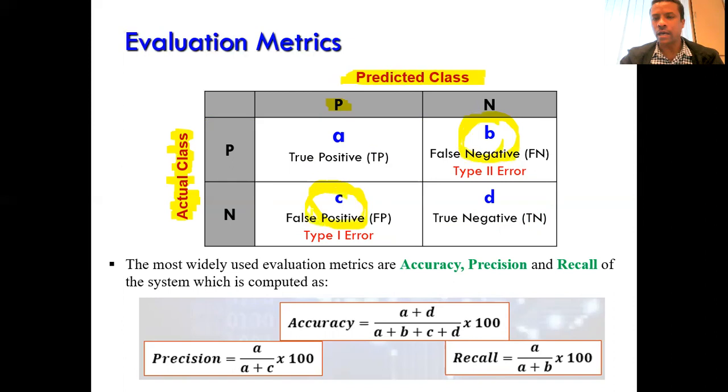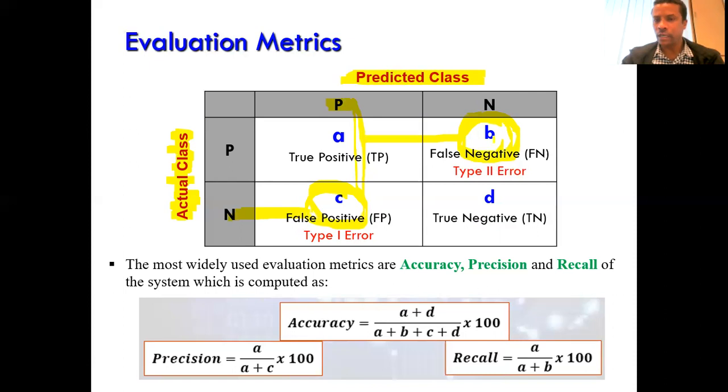Now, if you see the first one, in the real world, in the actual class, it is not a correct result. It is negative, but your program wrongly says that it is positive. The other one is, in the real world, it is positive. As you can see, in the actual class, it is positive.